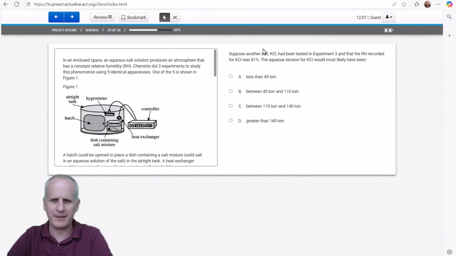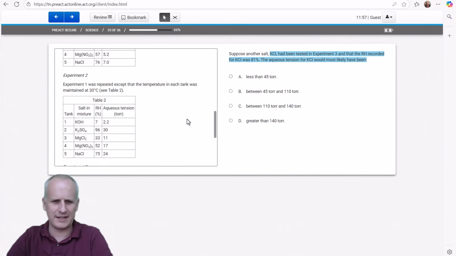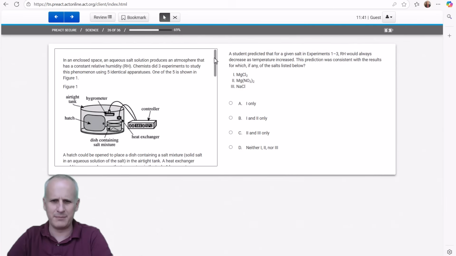We'll move on to the next question. Then we've got another salt, KCl, that had been tested in experiment 3, and the RH recorded was 81%. We've got to determine what the aqueous tension would be, going straight to experiment 3. So if the KCl was 81%, well, that's going to be between NaCl and K2SO4, so it's got to be between 110 and 140. We'll select choice C and move on immediately.